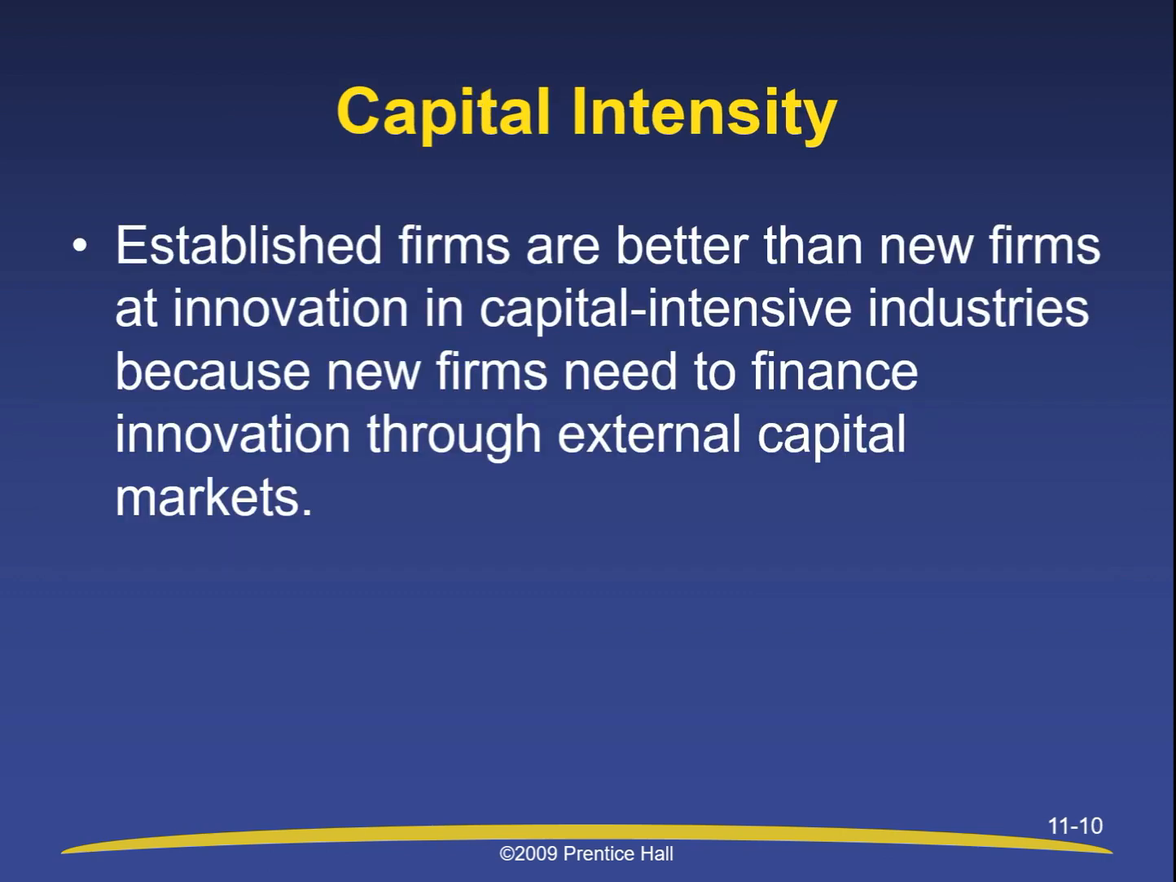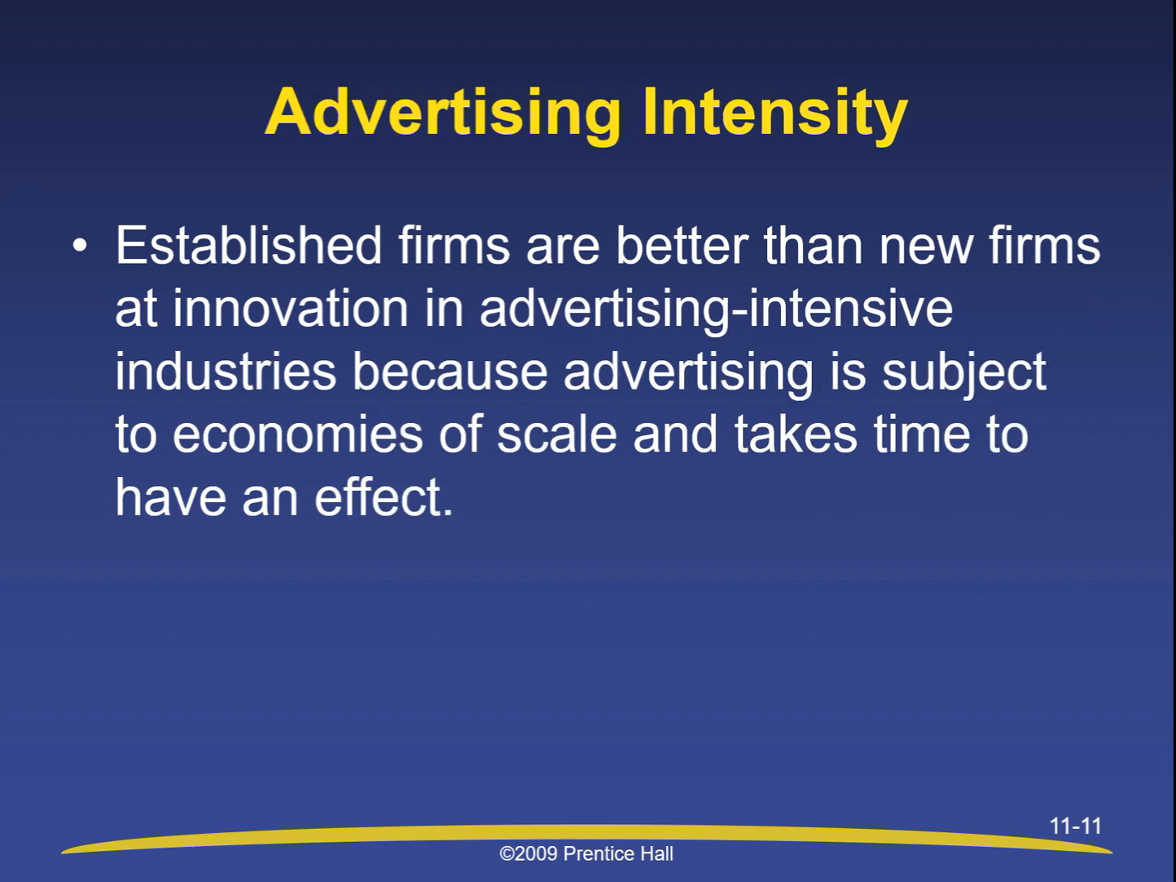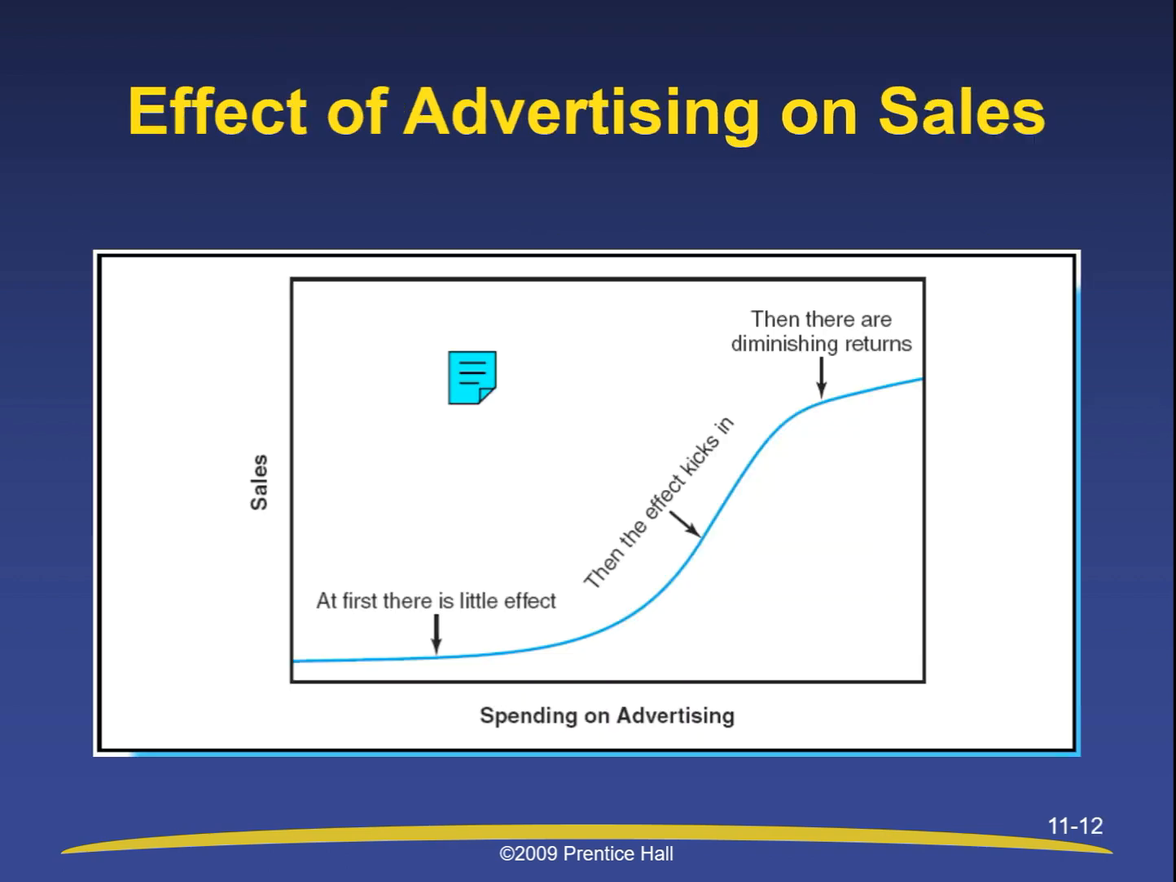Capital intensity. Established firms are better than new firms at innovation in capital-intensive industries because new firms need to finance innovation through external capital markets. Advertising intensity. Established firms are better than new firms at innovation in advertising-intensive industries because advertising is subject to economies of scale and takes time to have an effect.